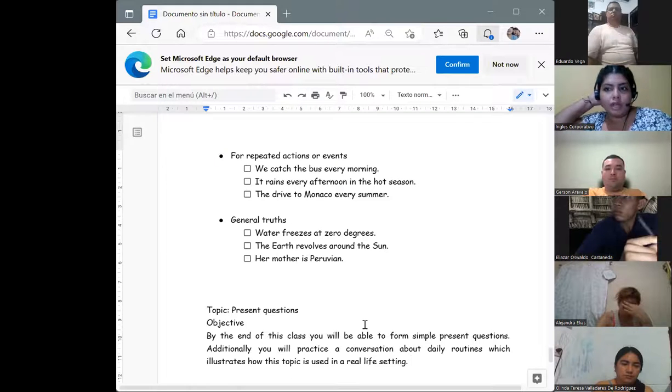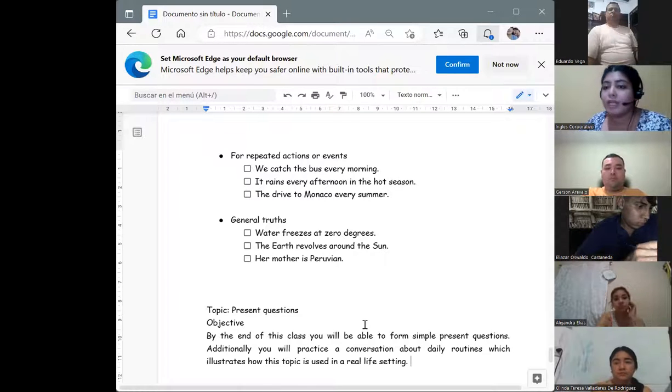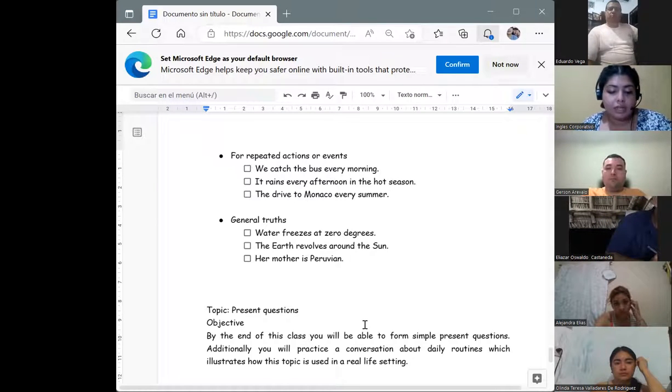Aquí está de las rutinas diarias o de las cosas que nosotros hacemos con regularidad. Recuerden que estuvimos viendo cómo se creaban oraciones utilizando el presente simple. En este caso, we have a very simple structure that we can use to create statements using the regular and irregular verbs. In this case, we can also use the verb to be.